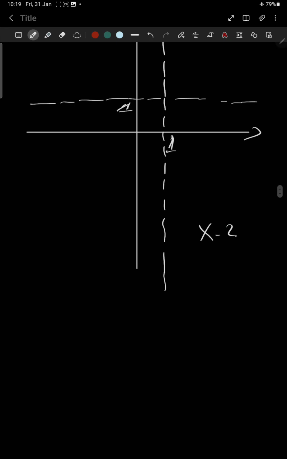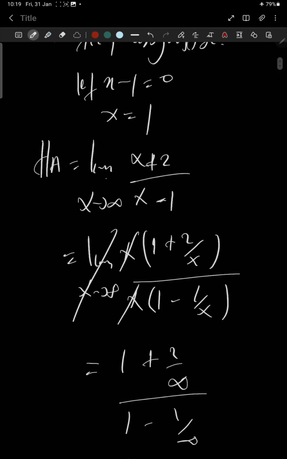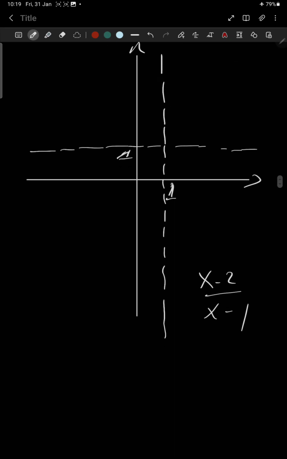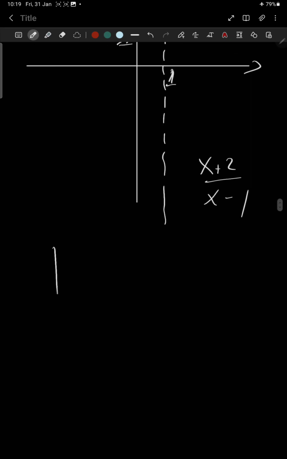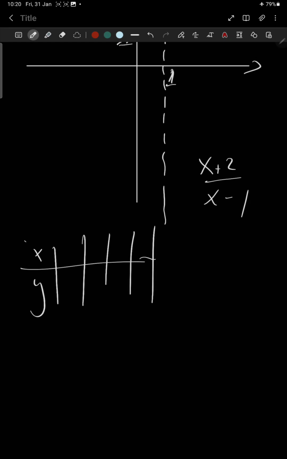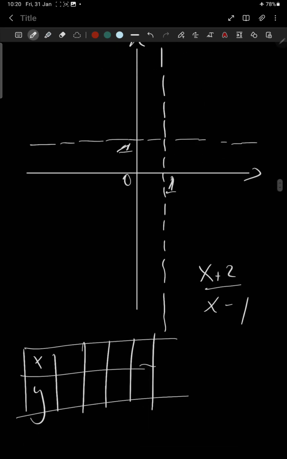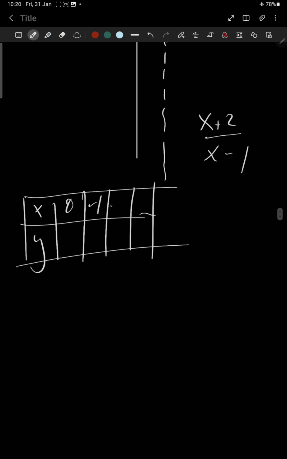So our function is x plus 2 over x minus 1, right? Okay, so let's pick values of x which are before the asymptote. 4 of them. 1, 2, 3, 4. Alright. So let's pick, this is 0, of course. So I'm going to pick 0, -1, -2, and -3.